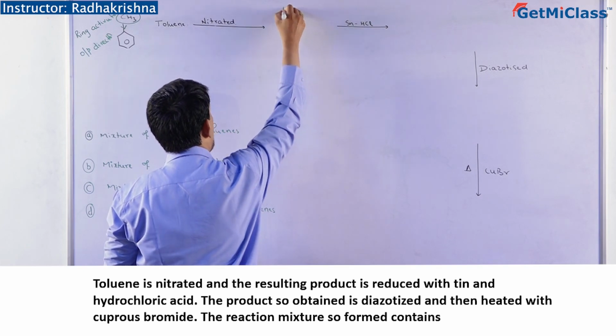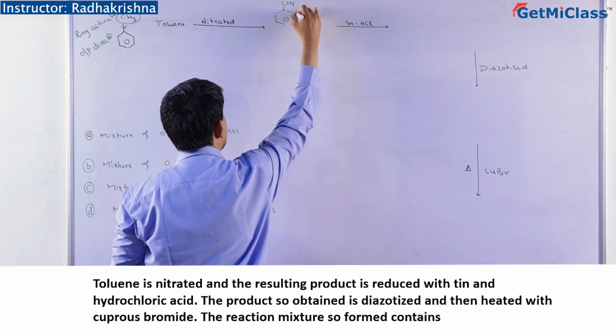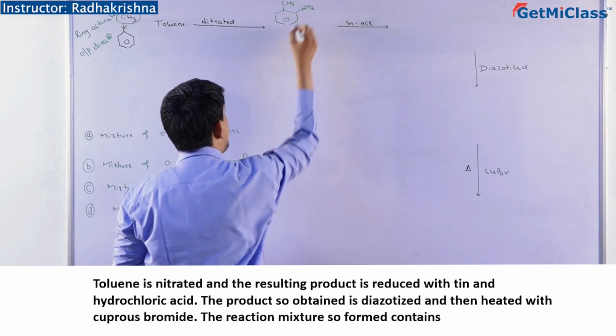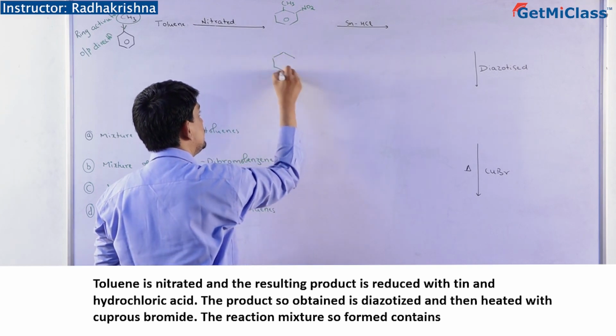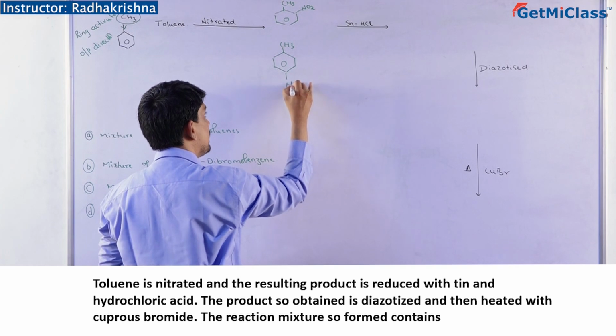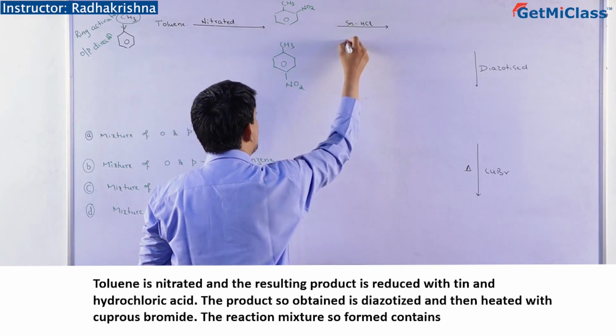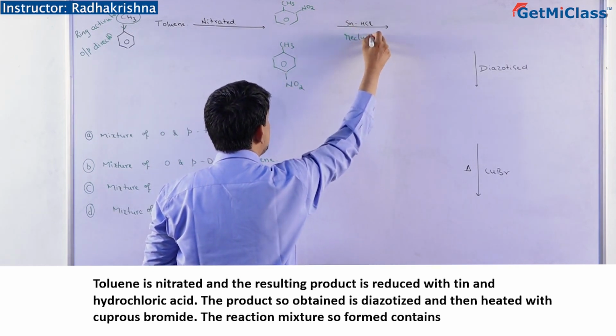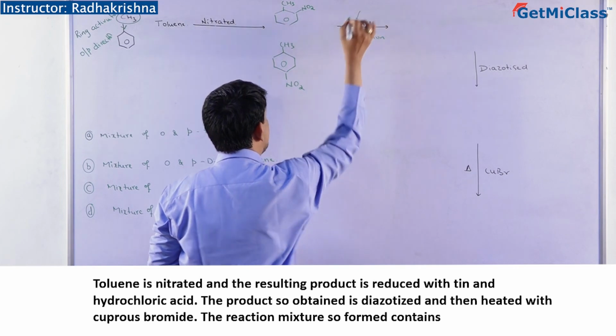One is ortho-nitrotoluene, another one is para-nitrotoluene. So that we can easily write. Am I right? Yeah. Then I can see a reduction reaction, and the reducing agent we use here is tin in HCl.